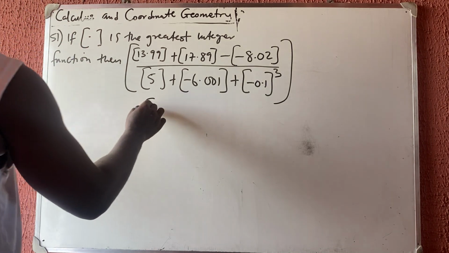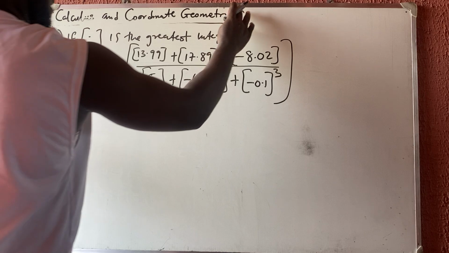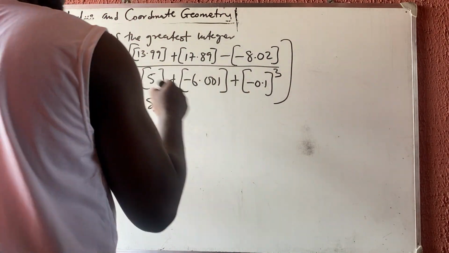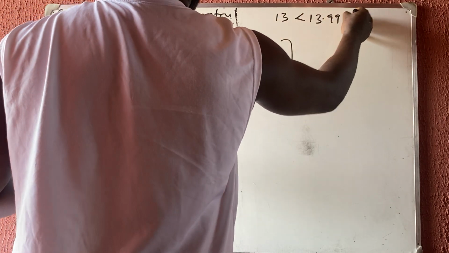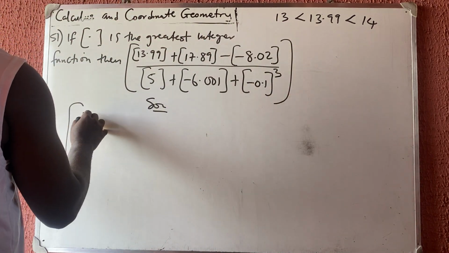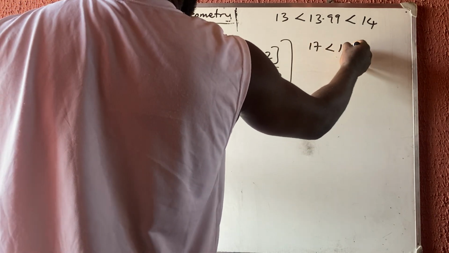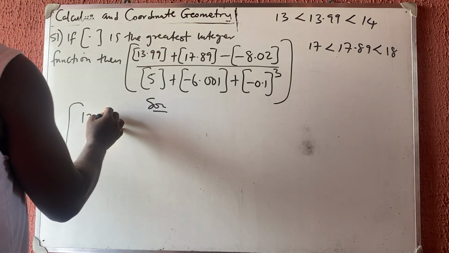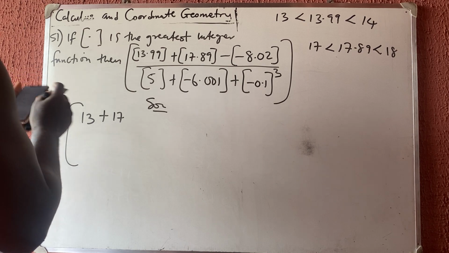So, solution. Let me leave this one. This one is simply 13, because 13 is less than 13.99, which is less than 14, and I'm taking the left-hand side. So this one is 13. You do the same thing here again: 17 is less than 17.89, which is less than 18. So I'm taking 17 here, so plus 17. So the next one is this one.